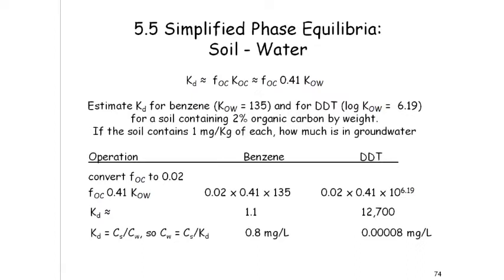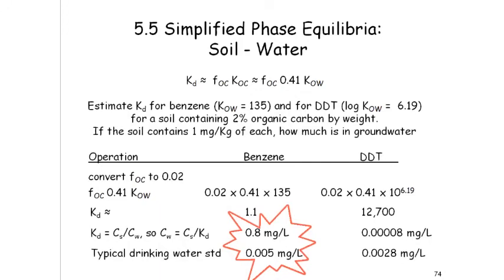Well, what do those numbers mean? Here are some typical drinking water standards. For benzene, 5 parts per billion, or 5 ppb, 5 micrograms per liter. And DDT is an even lower concentration, 0.0028 milligrams per liter. Note, however, that for benzene, the water in our soil exceeds the drinking water standard. So benzene would be of some concern to us in a groundwater setting.